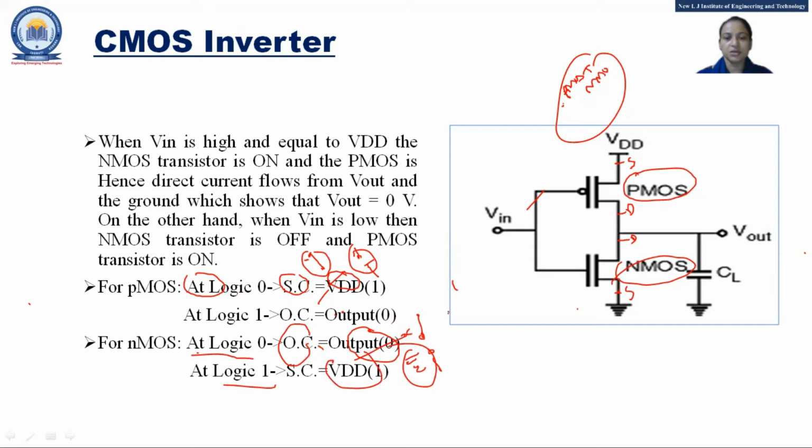If it becomes a short circuit and it is connected to the ground, we get the output 0. Now this is how this complementary MOS circuit works.